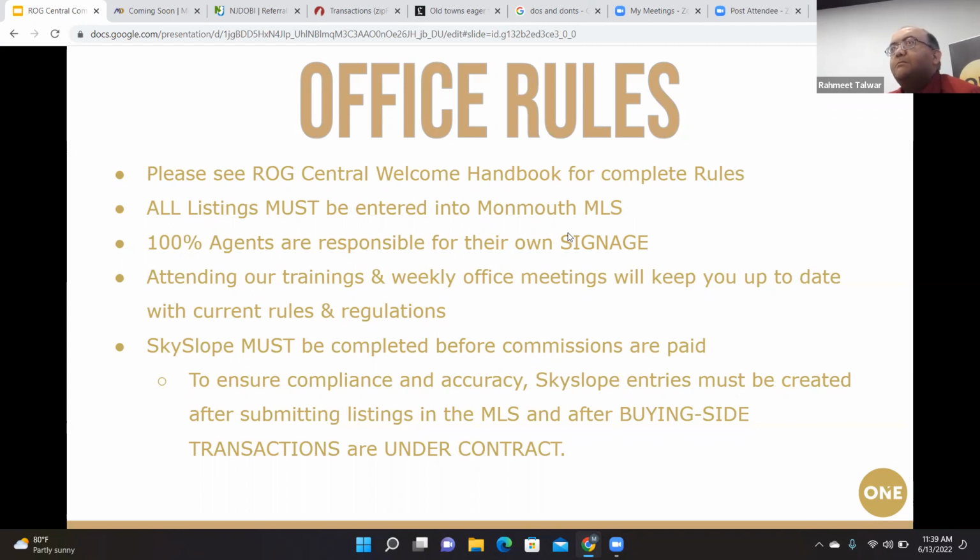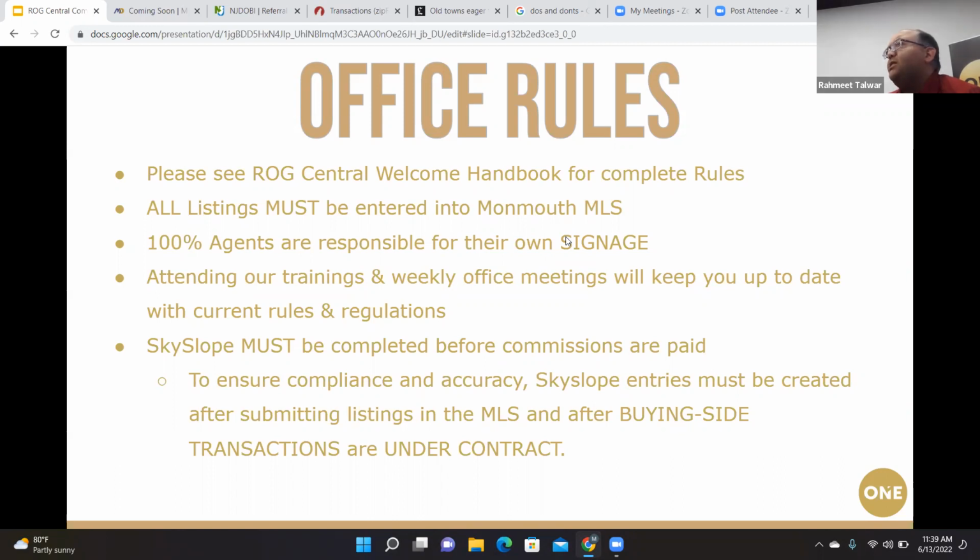What if I'm selling something in Sussex? If you sell something, it's going to stay in Sussex. It has to be in that MLS too. So it would go in Monmouth too? Well, you could. If you have a listing, yes, you can put it, you should put it in Monmouth. But if you have a buyer, you cannot.